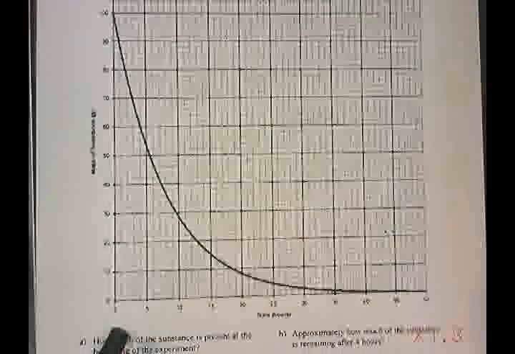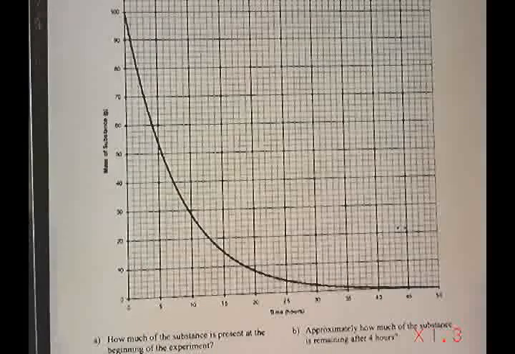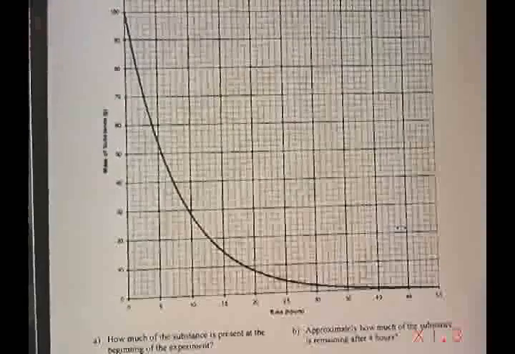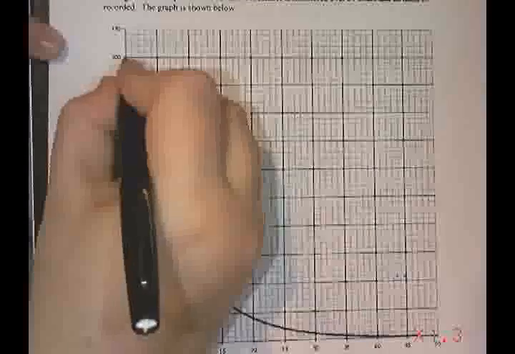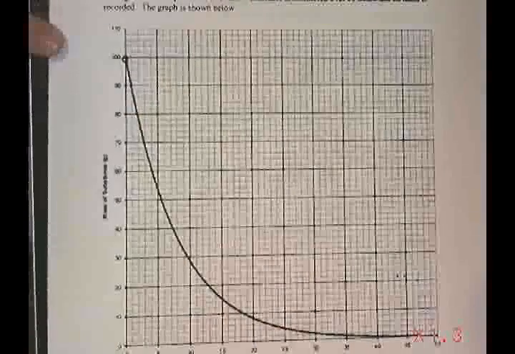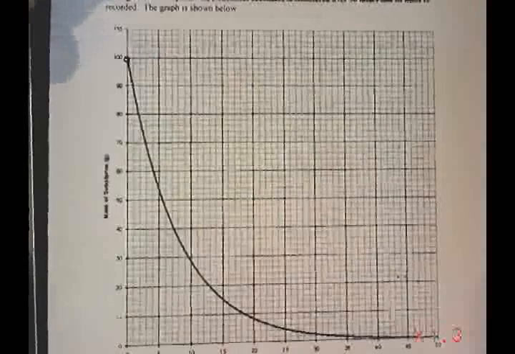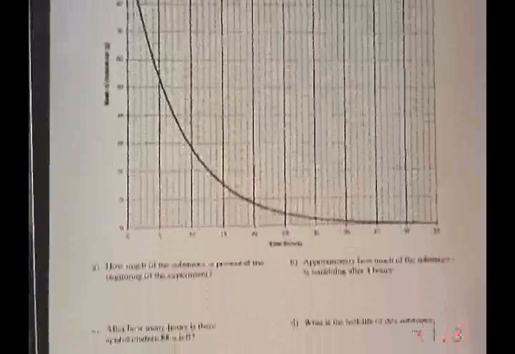So the first one says how much of the substance is present at the beginning of the experiment. So the experiment would have started at time equals 0. So you look on your graph at time equals 0, which would be where the graph starts. And according to my graph, it looks like there was roughly 100 grams of the substance to begin with.